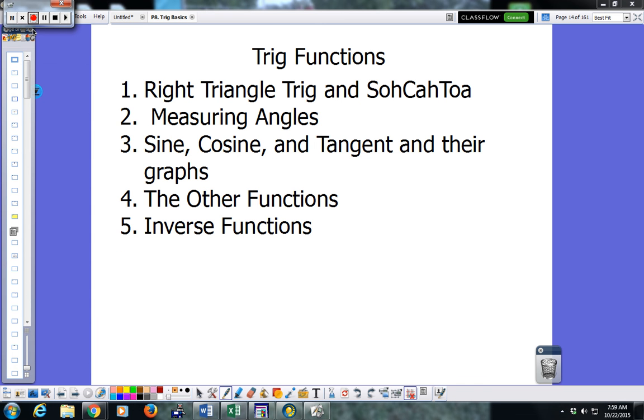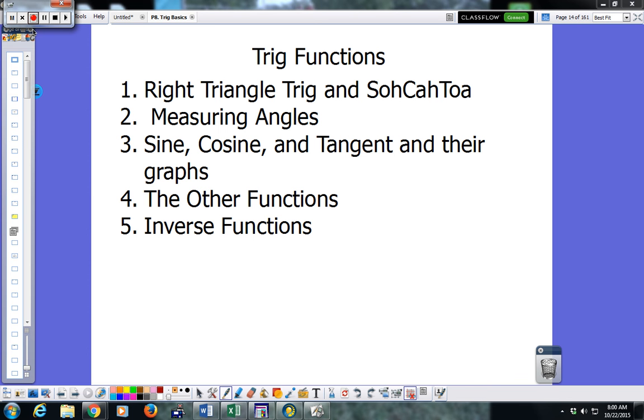Trig functions, and again, we're skipping a couple of chapters. I want to get as much trigonometry in as I can because I feel like that's probably the most applicable thing that we do this entire class. Here's what we're covering in this chapter, which, again, the majority of this is going to be review to you.